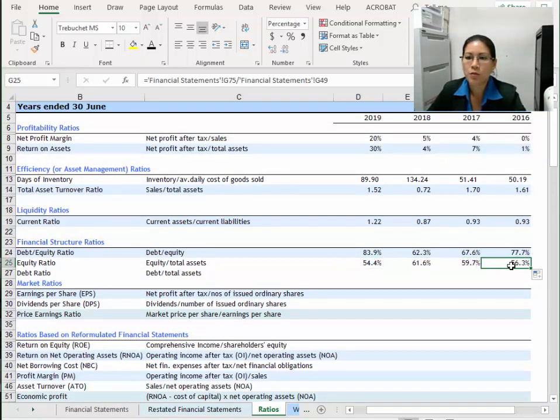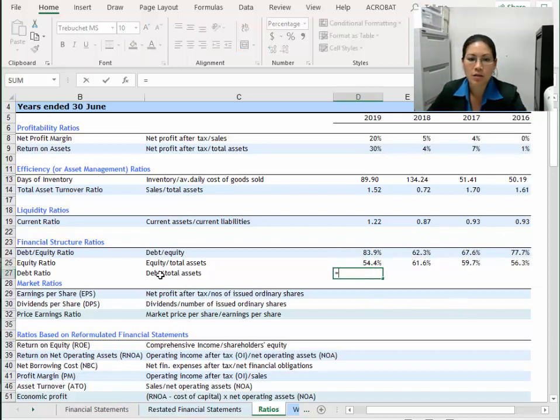It was 56.3 in 2016. They slightly increased it and then repaid. Sorry, not repaid. This is equity we're talking about, not debt. So shareholders were funding 56.3% of the company back in 2016. They're funding slightly less of it now, which means they're funding it slightly more with debt in 2019.